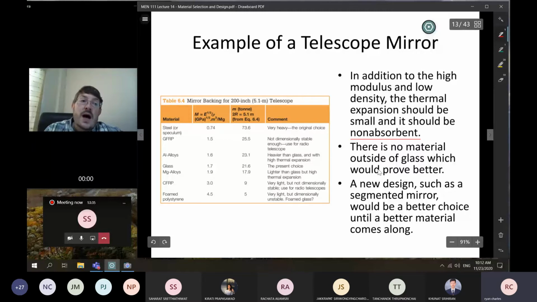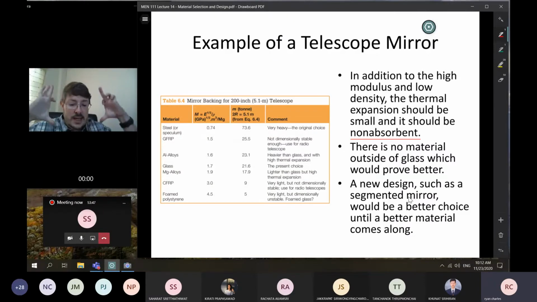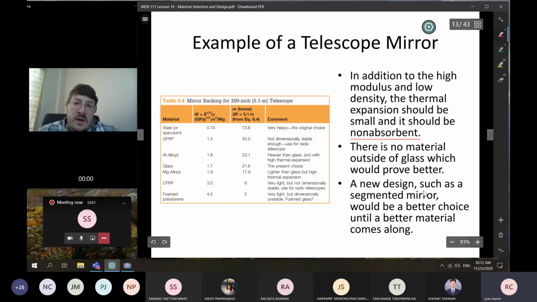A new design, such as a segmented mirror, which is what people make now, especially in space-based telescopes. You don't make a gigantic mirror, you make a bunch of little mirrors and put them all together, kind of like a bug's eye. A new design would be a better choice until a better material comes along.